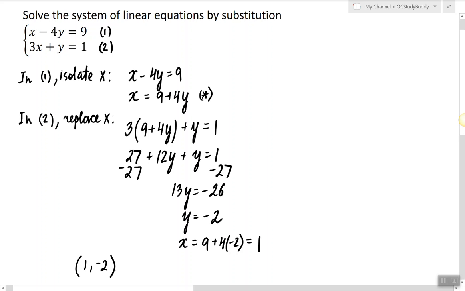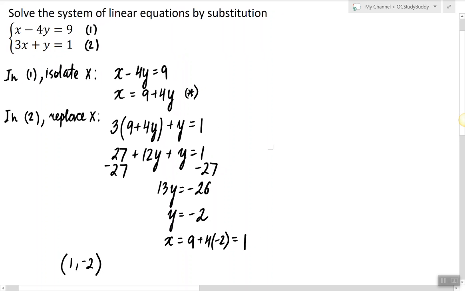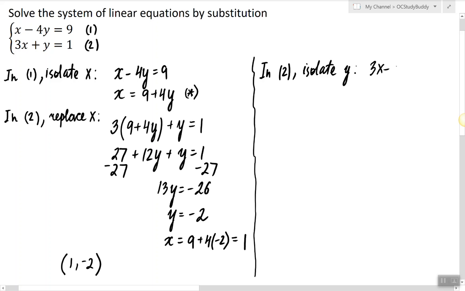Now, alternatively, we could have solved this differently. We could, for example, in equation 2, isolate y. So how does that look? We would subtract 3x from both sides. Then we would take the expression obtained on the right side of this equation, and we would replace it into the first equation for y.